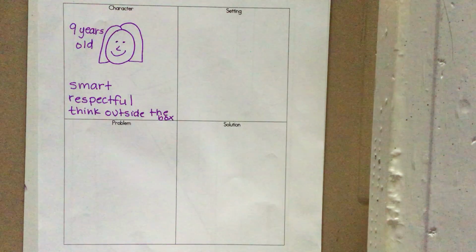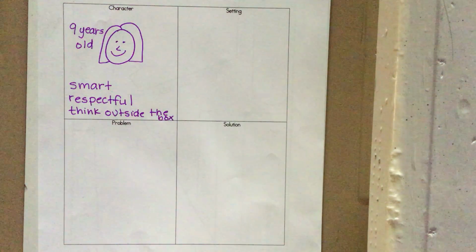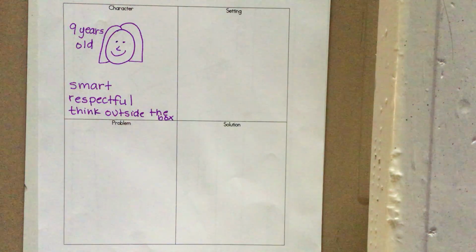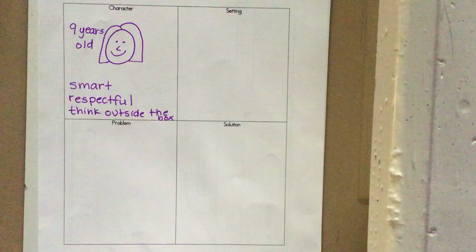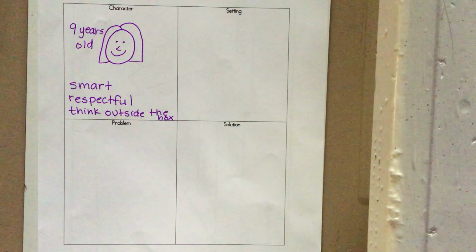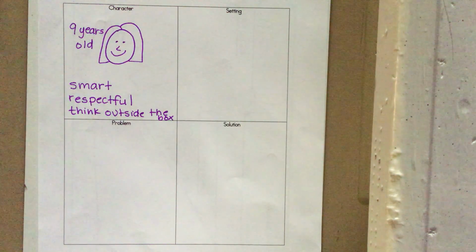I'm starting to get a mental image of my character. I'm starting to think about the kinds of things that she might say and the way she might act. I want you to take a minute and think of a character that you could write a realistic fiction story about.